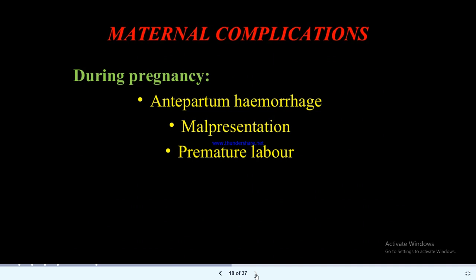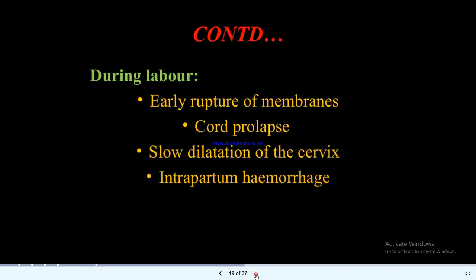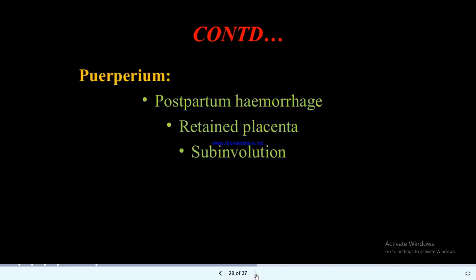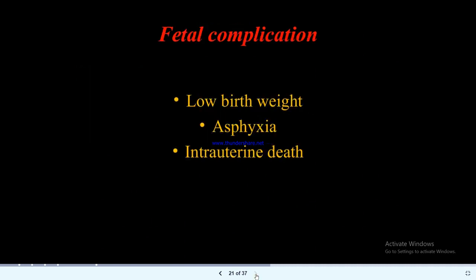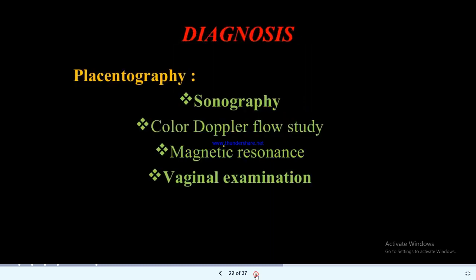Maternal complications during pregnancy: antepartum hemorrhage, malpresentation, and premature labor. During labor: early rupture of the membranes, that is cord prolapse, slow dilatation of the cervix, intrapartum hemorrhage. Puerperium: postpartum hemorrhage, retained placenta, subinvolution. Fetal complications: low birth weight, asphyxia, intrauterine death.